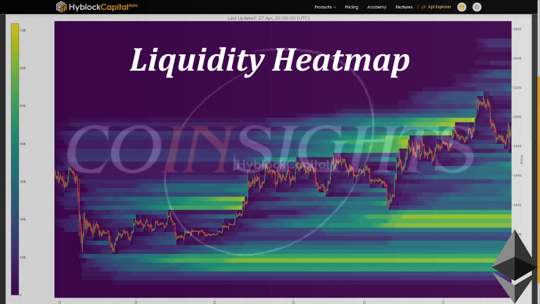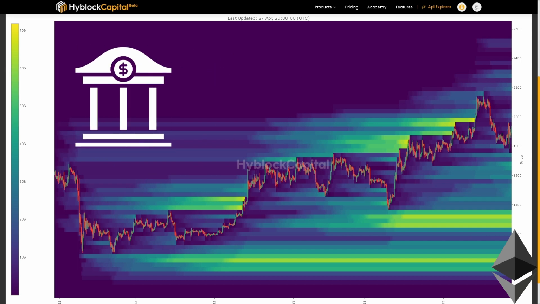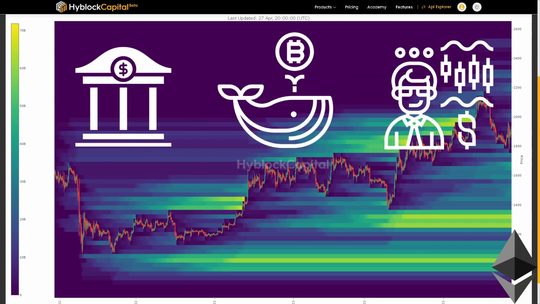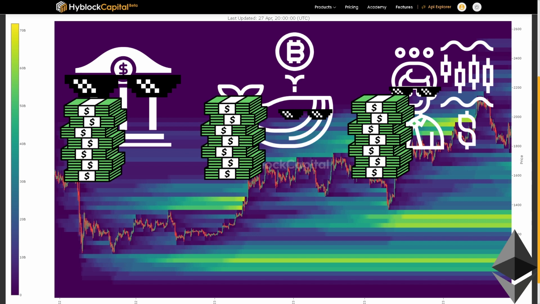So the first on-chain metric I wanted to cover was the liquidity heatmap. This is relevant to us because we like to trade alongside larger institutions, whales, and other larger traders. So we like to use liquidity heatmaps, as traders or institutions who have a lot more liquidity require the liquidity for their transactions to become more efficient.